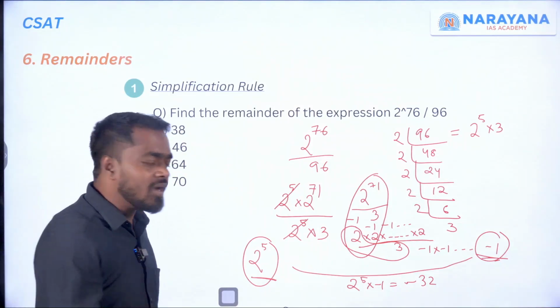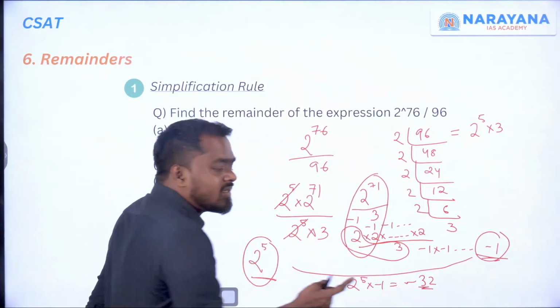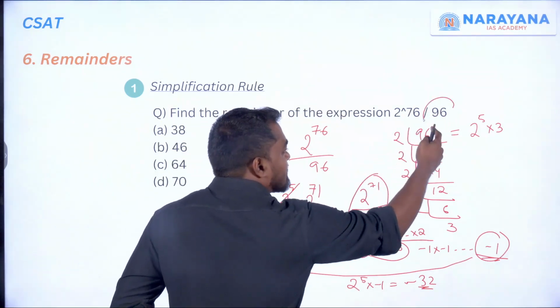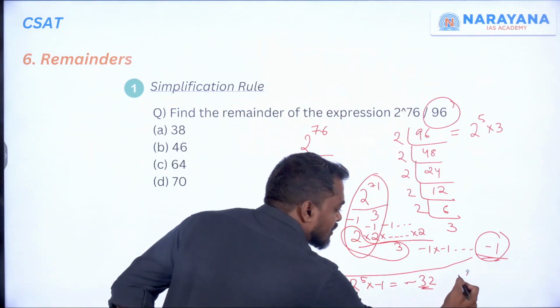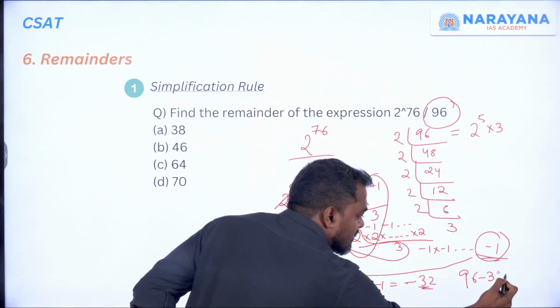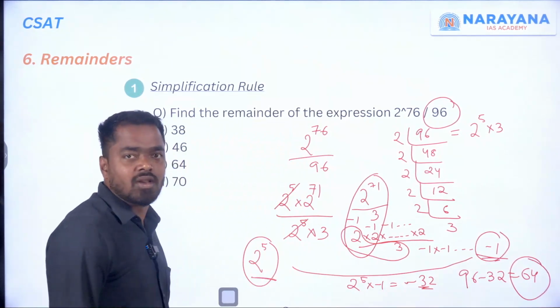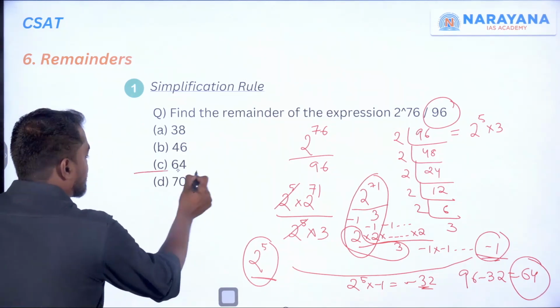What is the original remainder? If you are getting a negative remainder, take it out from the original divisor. What is the original divisor? 96. So 96 minus 32 is nothing but 64, that is your remainder. Option C.